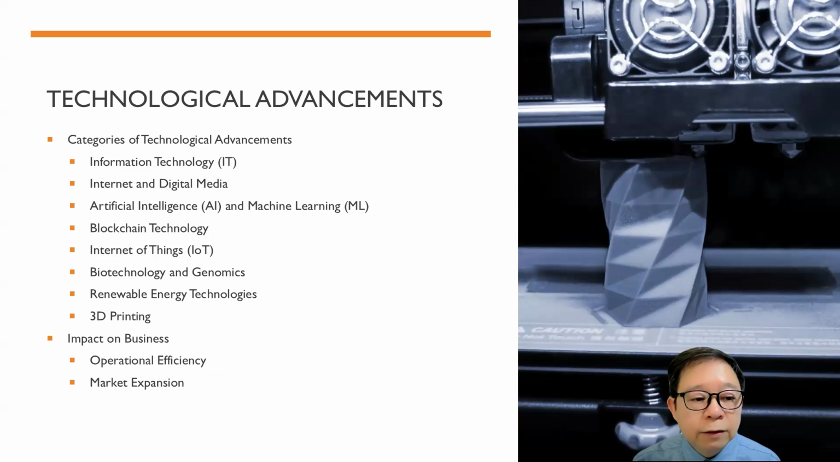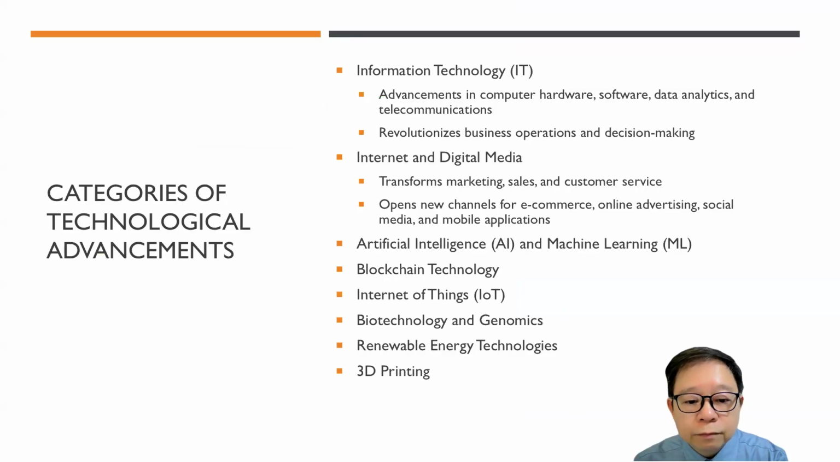There are a lot of areas of technology advancement today. We all know that, right? So of course, traditional will be information technology, the internet, AI, ML, machine learning, blockchain, Internet of Things, the biological or genomics, renewable energy, 3D printing. All these are the advanced technology we need to take note of. Of course, most of them have a positive impact on our business. They lead to operational efficiency and also market expansion. Okay, yeah. So these are all the areas that we mentioned just now, right?